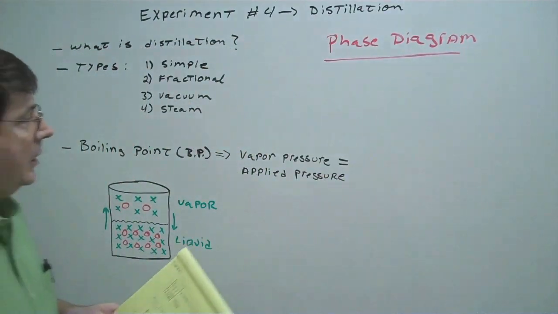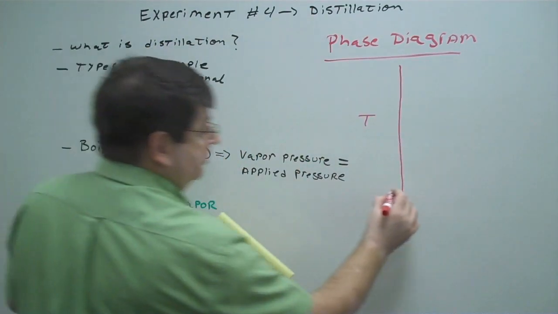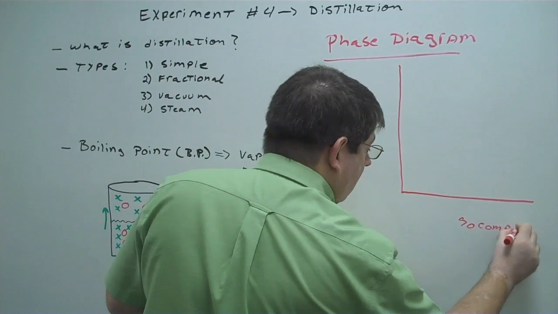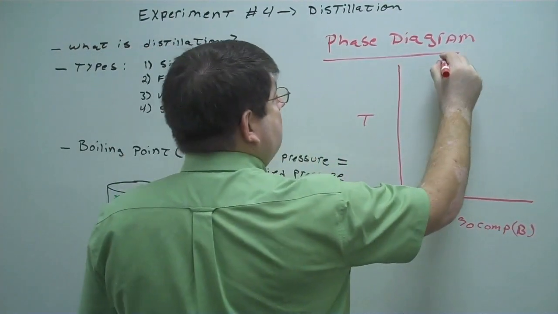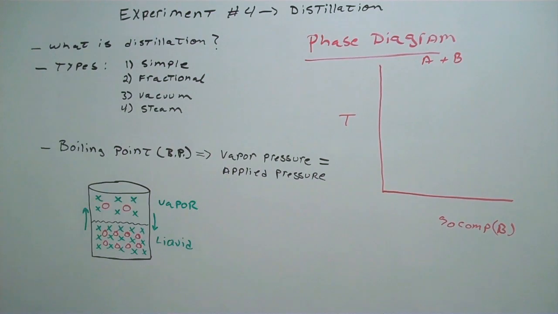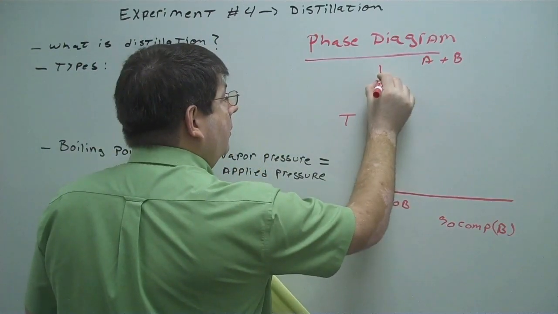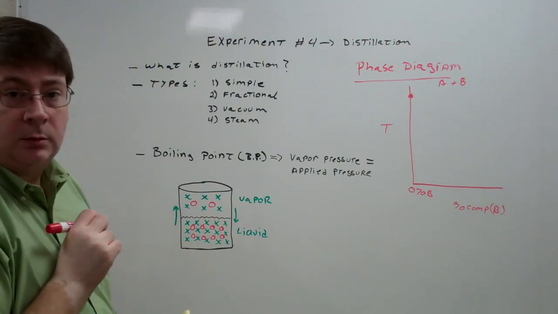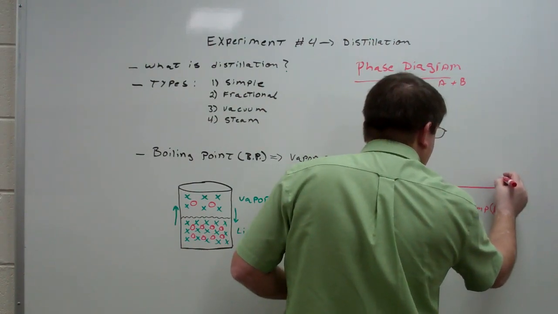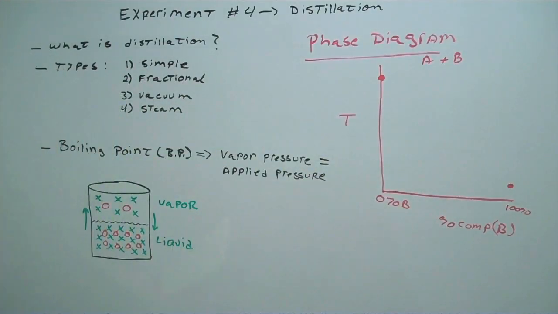And so the phase diagram on the y-axis has temperature. And on the x-axis, we're going to look at percent composition of B. So we've got a two-component mixture here. This is going to be A plus B. And A is going to be our higher boiling component. B is going to be our lower boiling component. So at 0% B, that's the boiling point right there for component A. At 100% B, where we have no A present at all, I'm going to arbitrarily set that as the boiling point of B. And again, the boiling point of B being lower than the boiling point of A.